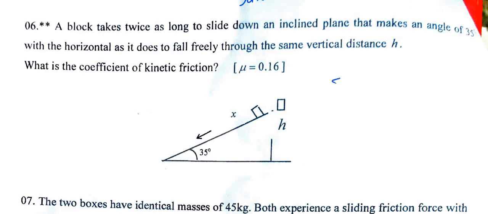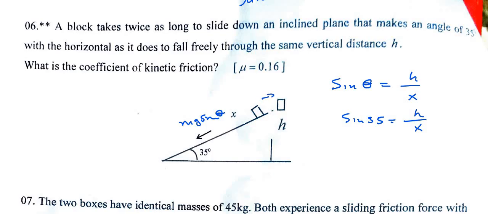So here we can use sine theta first to be equal to opposite over hypotenuse. So we know this expression. We're saying sine 35 is just equal to the height over the x. Then we know there is mg sine theta, causing it to move down because it's coming down. There is mu, implying that there's friction. Then we know there's mg cos theta there, and there's the normal force. So the first equation we're going to write is that the normal force is mg cos theta.